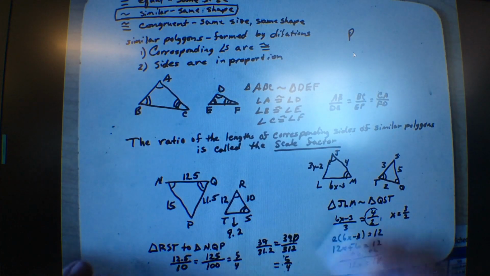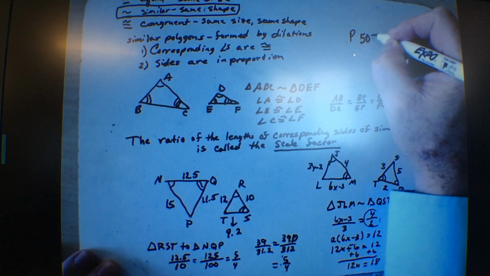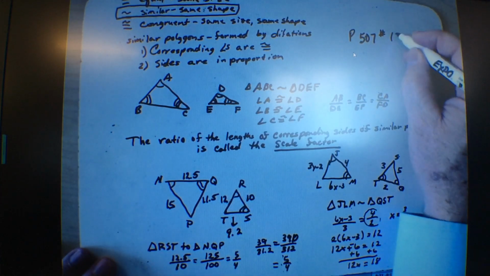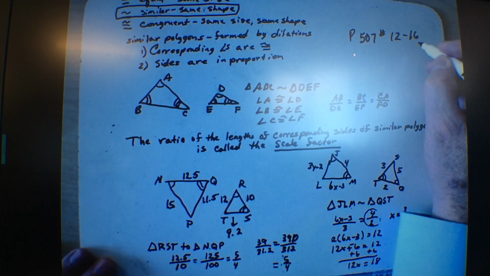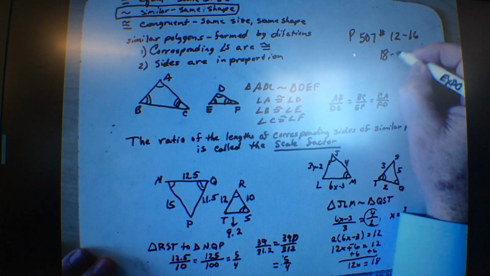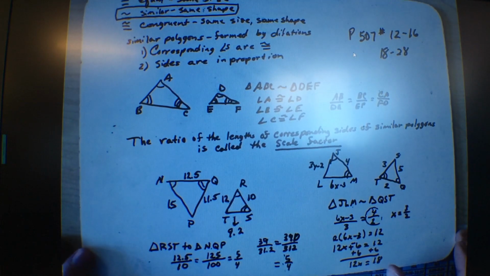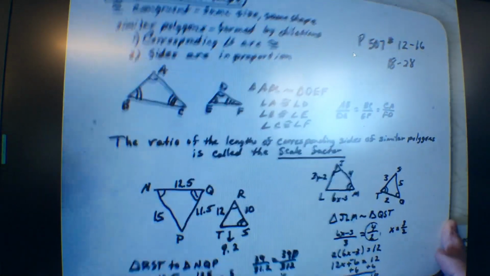Okay, so we're going to be on page 507. We're going to look at numbers. We're going to start with 12. We're going to go 12 through 16. Then we're going to do 18 through 28. Okay? All right? And I'll have Chinny put that up there in just a minute. I want to look at a couple if we can do that, please.